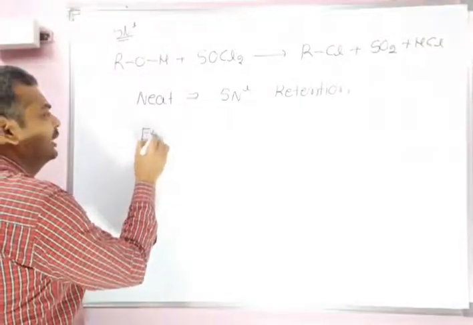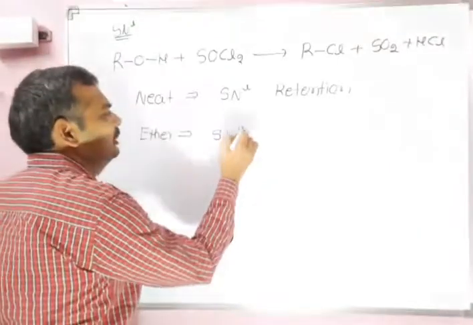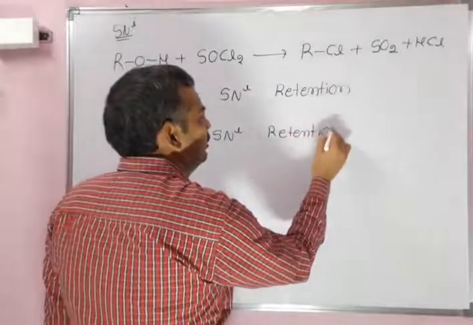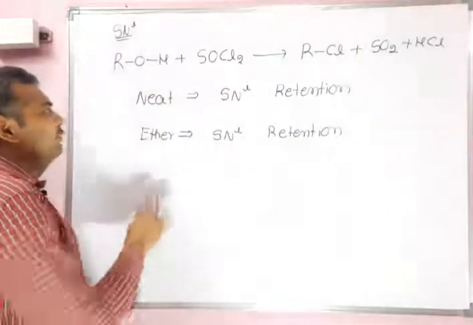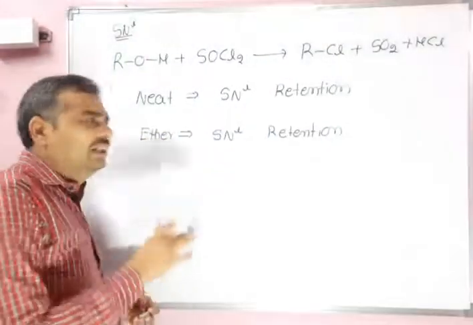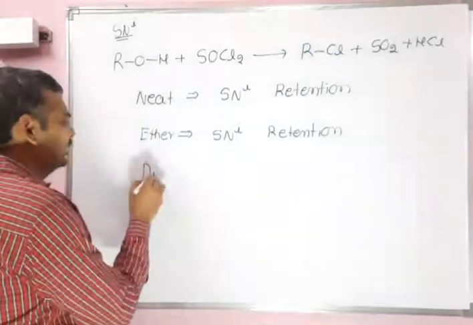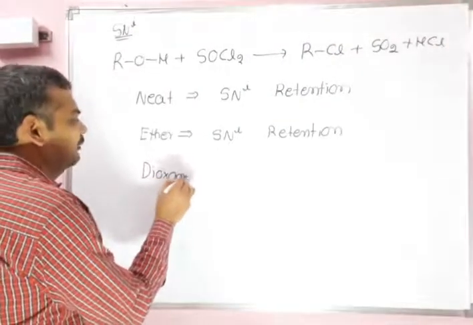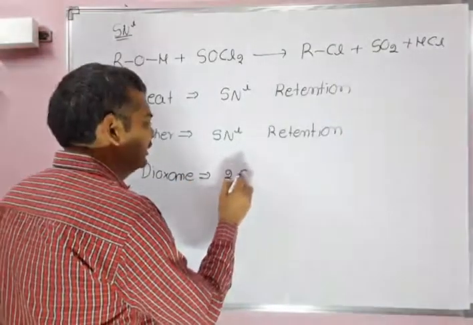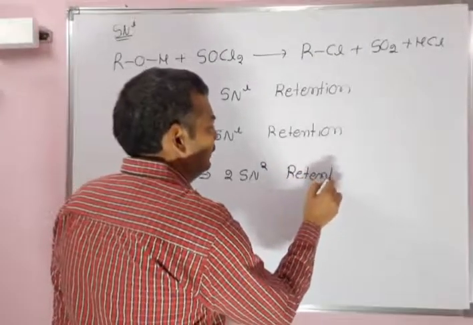If you use ether as a solvent, the mechanism is SNi, and retention of the configuration will take place. Why? Because in neat and ether, HCl will not react with ether, and it will escape from the reaction mixture during the evaporation. If you use dioxane as a solvent, it will attack backside in the alkyl chlorosulfate. Two SN2 reactions will take place, and finally retention of the configuration will take place.